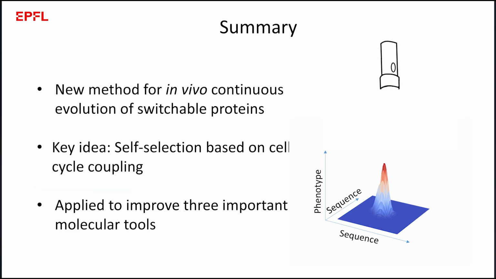So in summary, I have shown you a new method for directed evolution of switchable proteins, where the key idea was that the cell cycle can be used as a selection mechanism to achieve both selection for high on and low off state of those proteins. And I have applied it to improve properties of three important molecular tools, sometimes coming up with unexpected solutions.